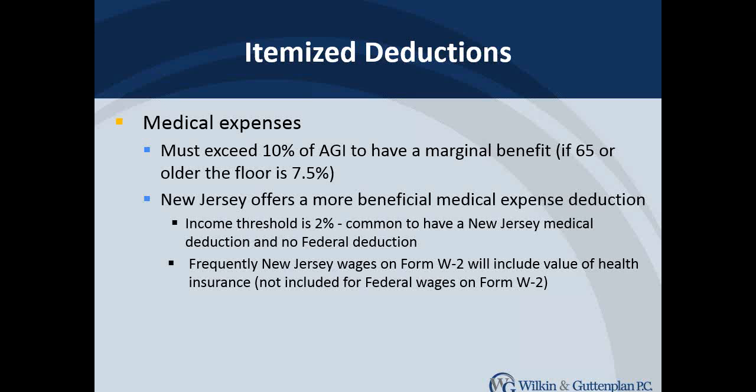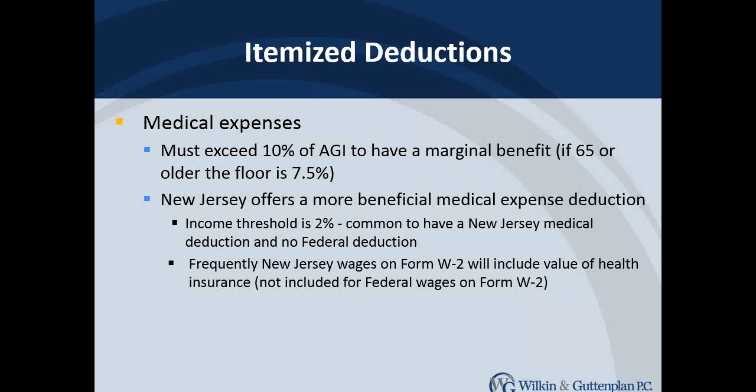And one area that is often overlooked by taxpayers is that the New Jersey medical expense deduction is actually more favorable than the federal deduction. The big reason for that is that floor. New Jersey also has a floor provision, but that floor for New Jersey purposes is 2%. So there's a big difference between 10% of income and 2% of income. And oftentimes we see taxpayers that may not get a federal benefit for medical expenses, but can certainly benefit from a New Jersey deduction because their floor is much lower.